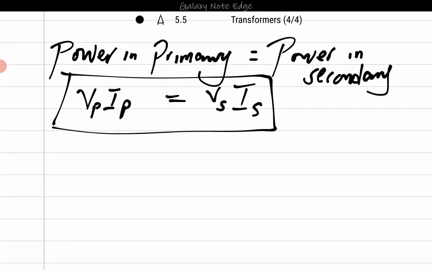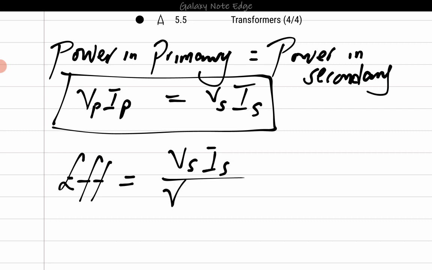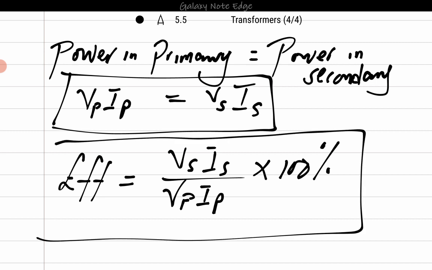Now take note that efficiency of a transformer is power output, which is V secondary multiplied by I secondary divided by V primary multiplied by I primary multiplied by 100%. So this is another formula that we must consider. This formula applies to any transformer, whether it is ideal or not. Now the first one only applies to an ideal transformer. When efficiency is 100%, that's the only time where power in the primary is equal to power in the secondary.